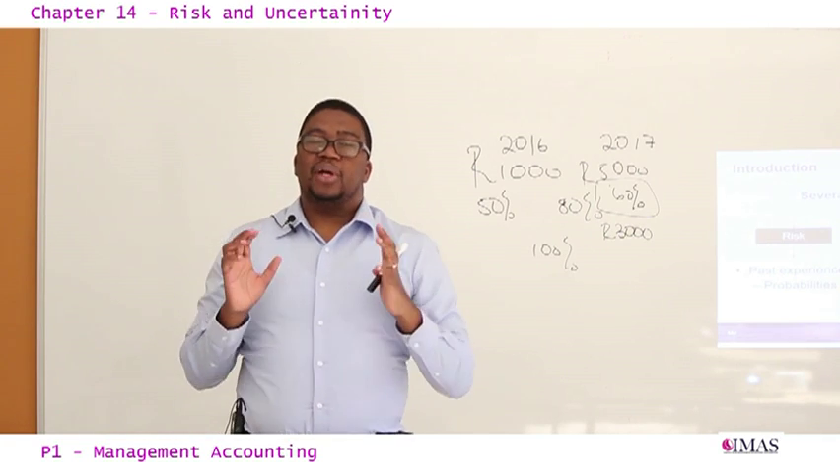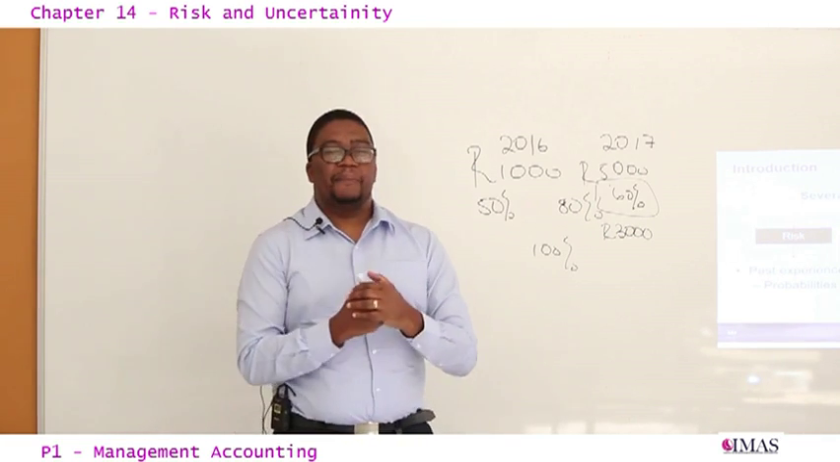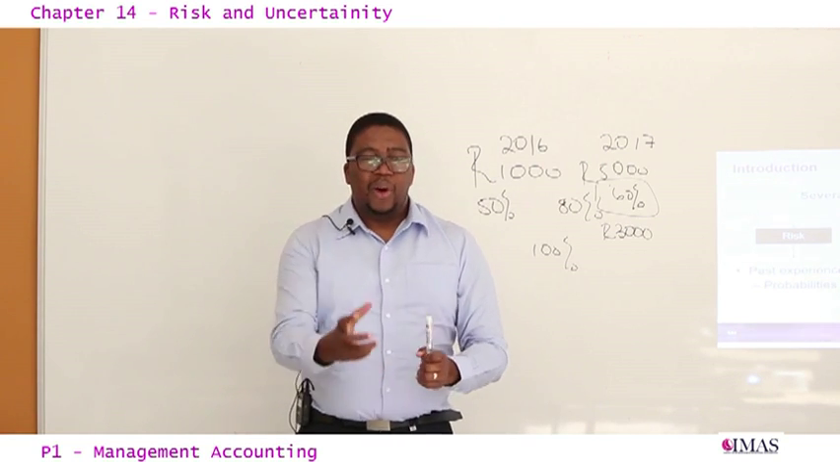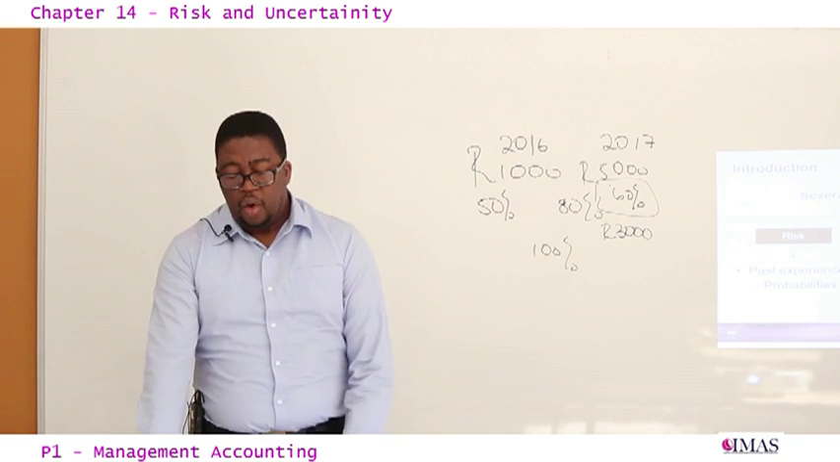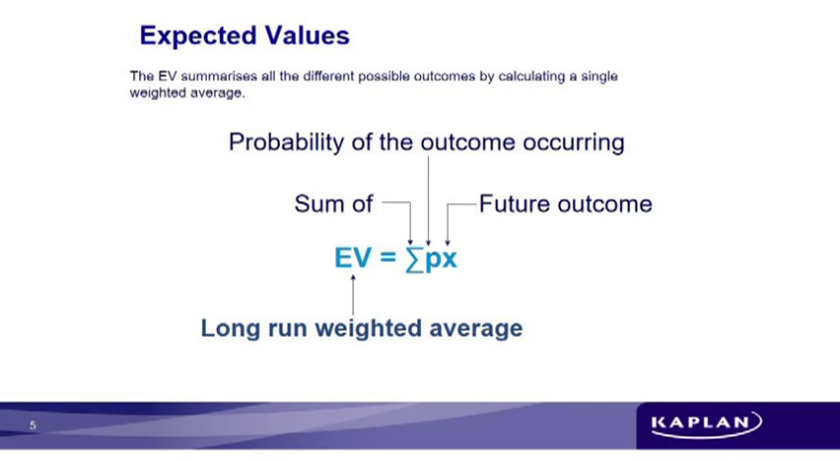Therefore, what do we want to calculate when we are applying probabilities? We want to calculate what is known as an expected value. What is expected value? We're saying an expected value is the long run weighted average of all the possible outcomes that are likely to happen in the future. Therefore, expected value summarizes all the different possible outcomes by calculating a single weighted average value.